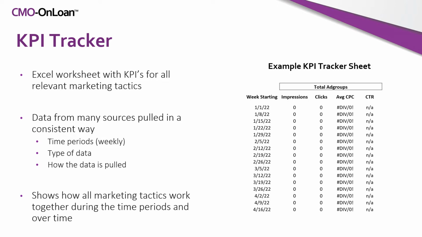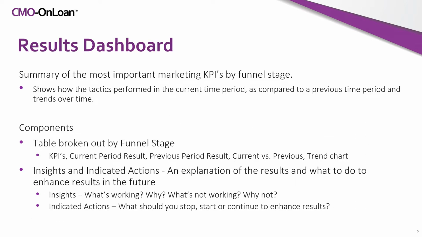Here's a quick, just blank spreadsheet you'll see of our KPI tracker, one of the sheets, and this is for ad groups or AdWords. You'll see the week starting there. They all start the same, and it's set up so every week will be the same. How many impressions did you get? How many clicks? What's your average cost per click? And then your click-through rate. And it would all calculate. You just put in a couple pieces of information. So that's a KPI tracker, and we have this Excel file, and then we create one for every single important marketing tactic. So what's the results dashboard?